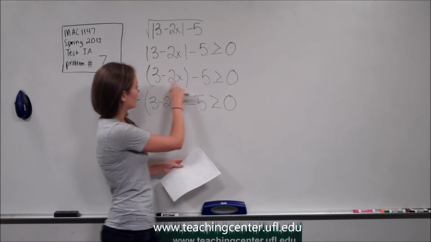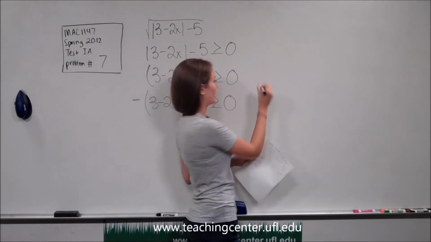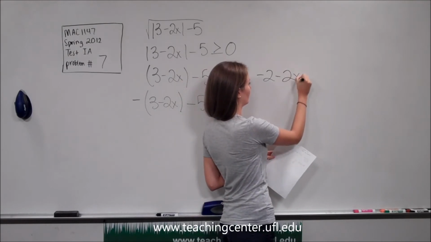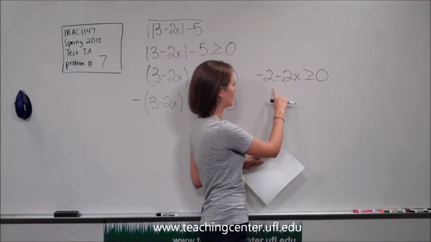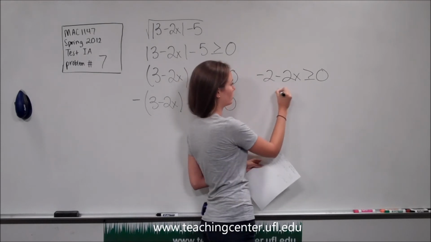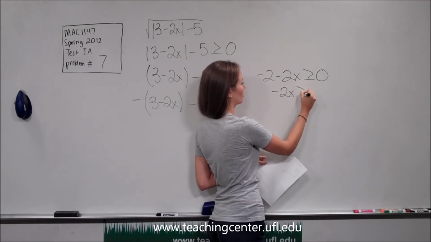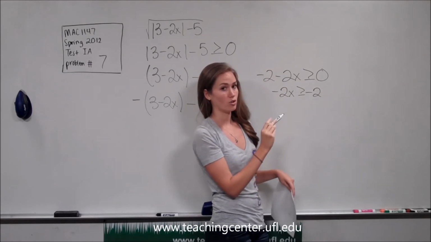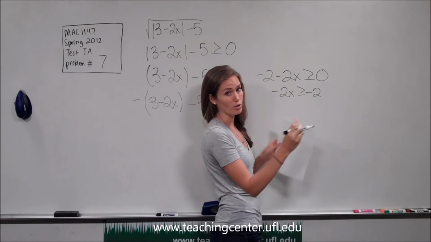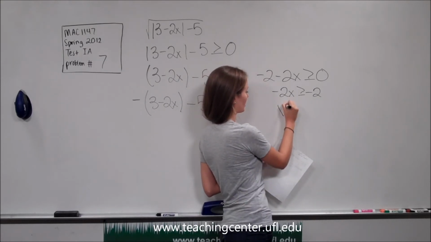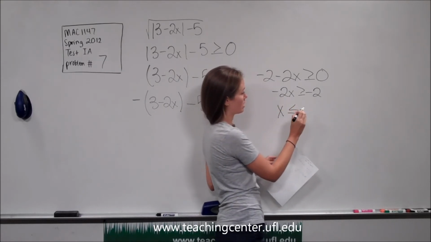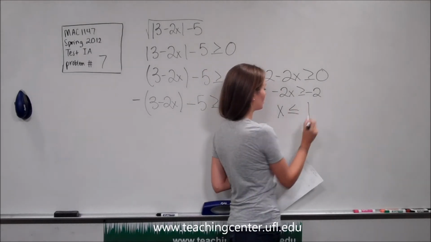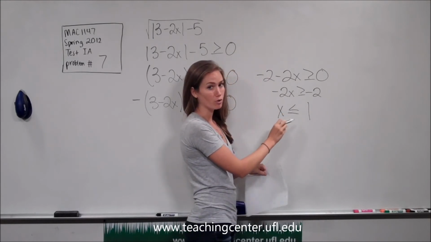Okay, so this one is just going to be 3 minus 5, which is minus 2, and then minus 2x greater than or equal to 0. Then we can subtract our negative 2 over, so it's negative 2x greater than or equal to negative 2. Then we divide by a negative 2, and when we divide with inequalities by a negative, we always have to switch our inequality. So x is less than or equal to negative 2 divided by negative 2, which gives us 1. So we know that x has to be less than or equal to 1.